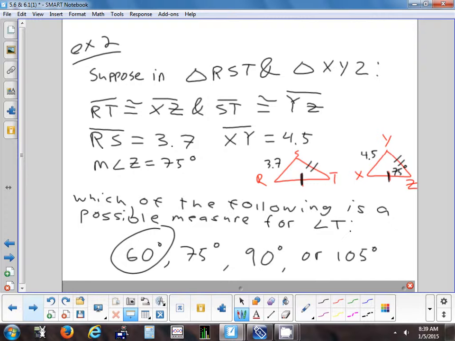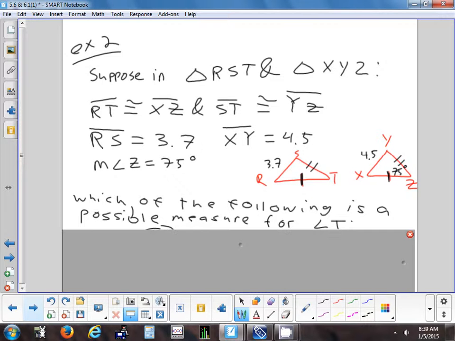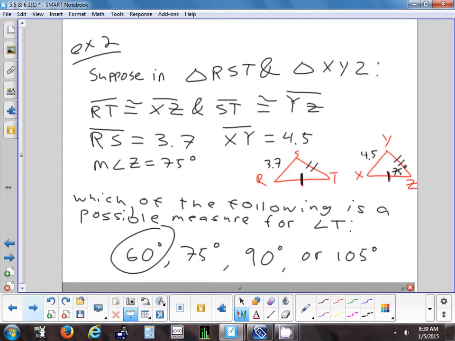So you couldn't figure it out. Like if I just gave you that and I didn't give you any choices and I said how big is angle T? No, you can't. The Hinge theorem can't figure that out. But in a multiple choice question, it can be used to eliminate possibilities like we just did. Any question on that one?